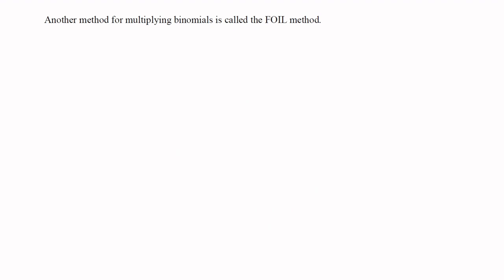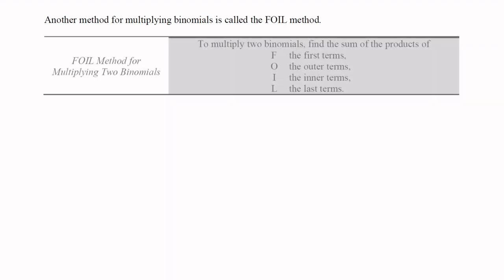Another method for multiplying binomials is called the FOIL method. And really, the FOIL method is nothing different than what we just did. It just helps you remember the order in which to do things as you're distributing. Now, it's important to note that this method only works for binomials.